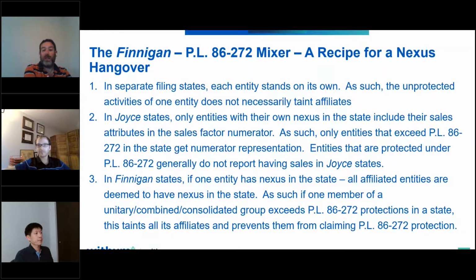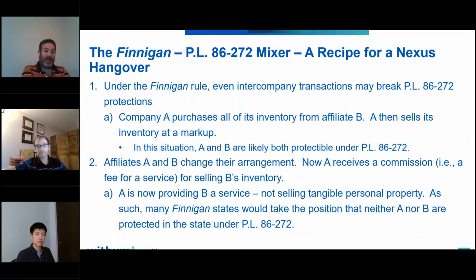taint its affiliates. But more and more states have been moving away from the Joyce theory of apportionment to the Finnegan theory of apportionment. So in Finnegan states, if one entity has nexus in the state, everybody has nexus in the state. That means that if one member of a unitary, combined, consolidated group, whatever the terminology the state uses, exceeds Public Law 86272 protection in the state, this taints all affiliated entities. So as soon as one entity can no longer claim 86272, no one can claim 86272 in the Finnegan state. So moving on to the next slide.